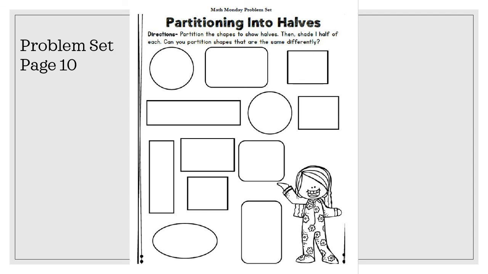Can you partition shapes that are the same differently? Yeah. So I see some different shapes on there that are being repeated. Make sure that you are showing different ways on those ones. I will show an example for the squares. So notice how I showed halves 2 different ways, and then you need to shade in 1/2.